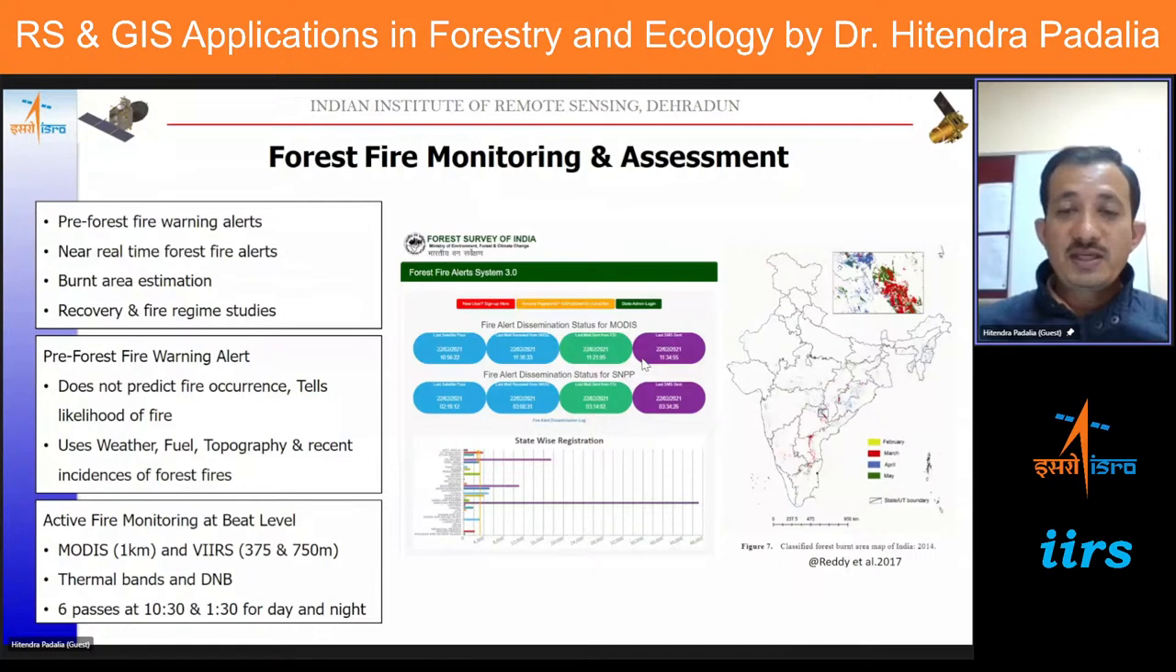And similarly, we have other applications like burnt area assessment, pre-warning of the conditions suitable for forest fire to occur, and also the recovery of vegetation after a forest fire. So there are different types of applications possible in this domain.